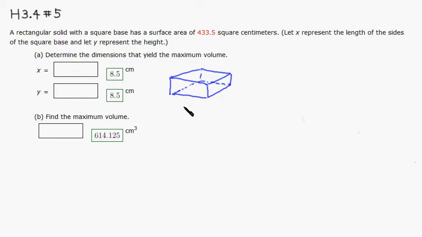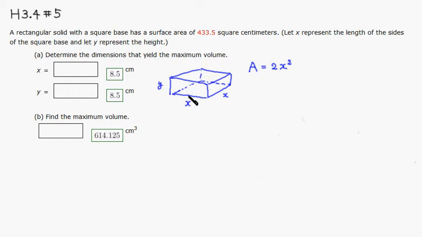Let's call the side of the base x by x, and maybe the height is y. We have the top base and the bottom base, and each one has an area of x squared, x times x. So the surface area A is 2 times x squared. That takes care of the top and the bottom.